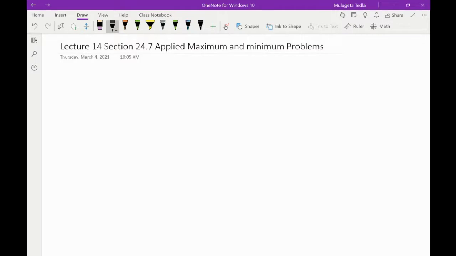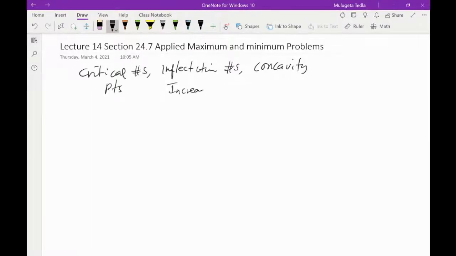We did, just to review what we have done, the critical numbers, which I will ask on the test. Critical numbers, inflection numbers, or points, as a matter of fact, inflection points or numbers. And then we talk about concavity, where is it concave up, concave down, and we have increasing and decreasing. All right.